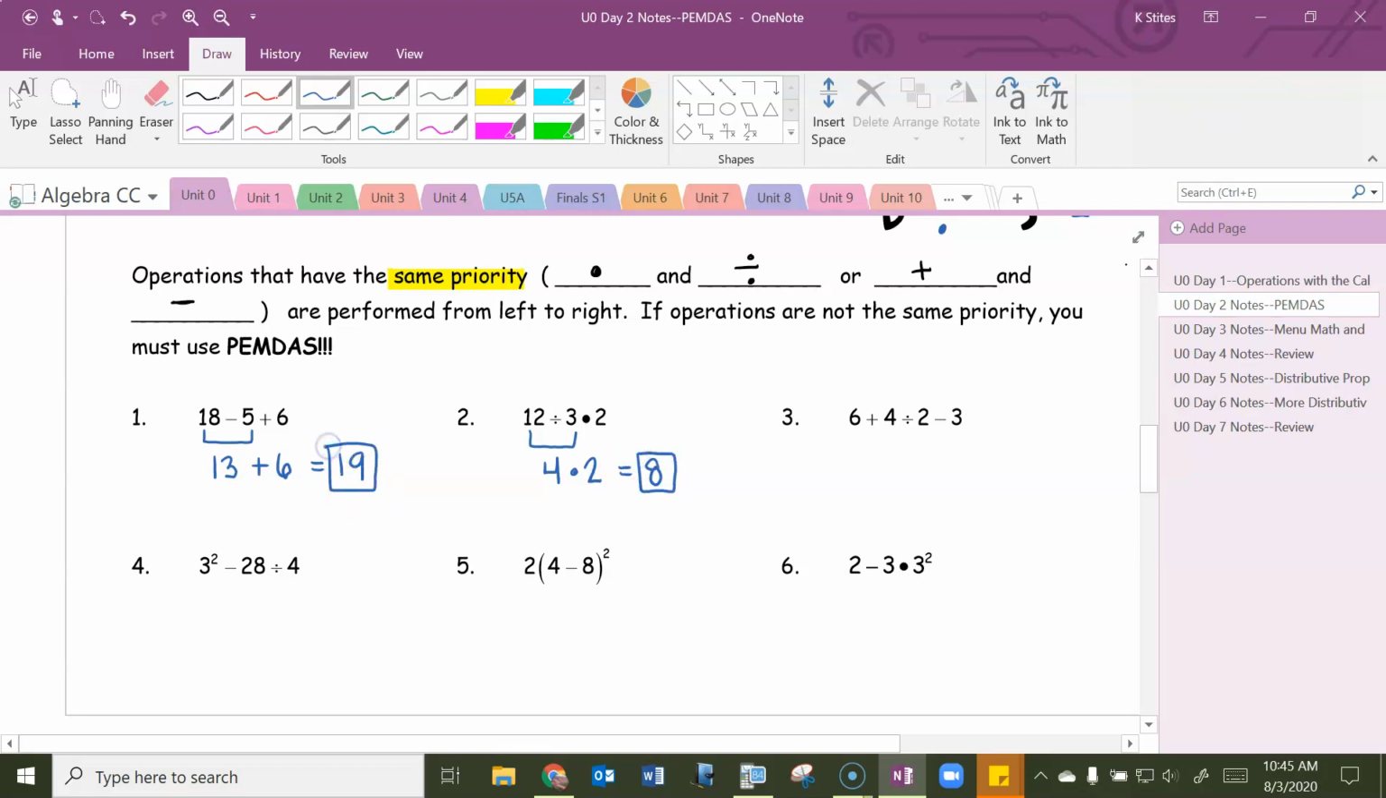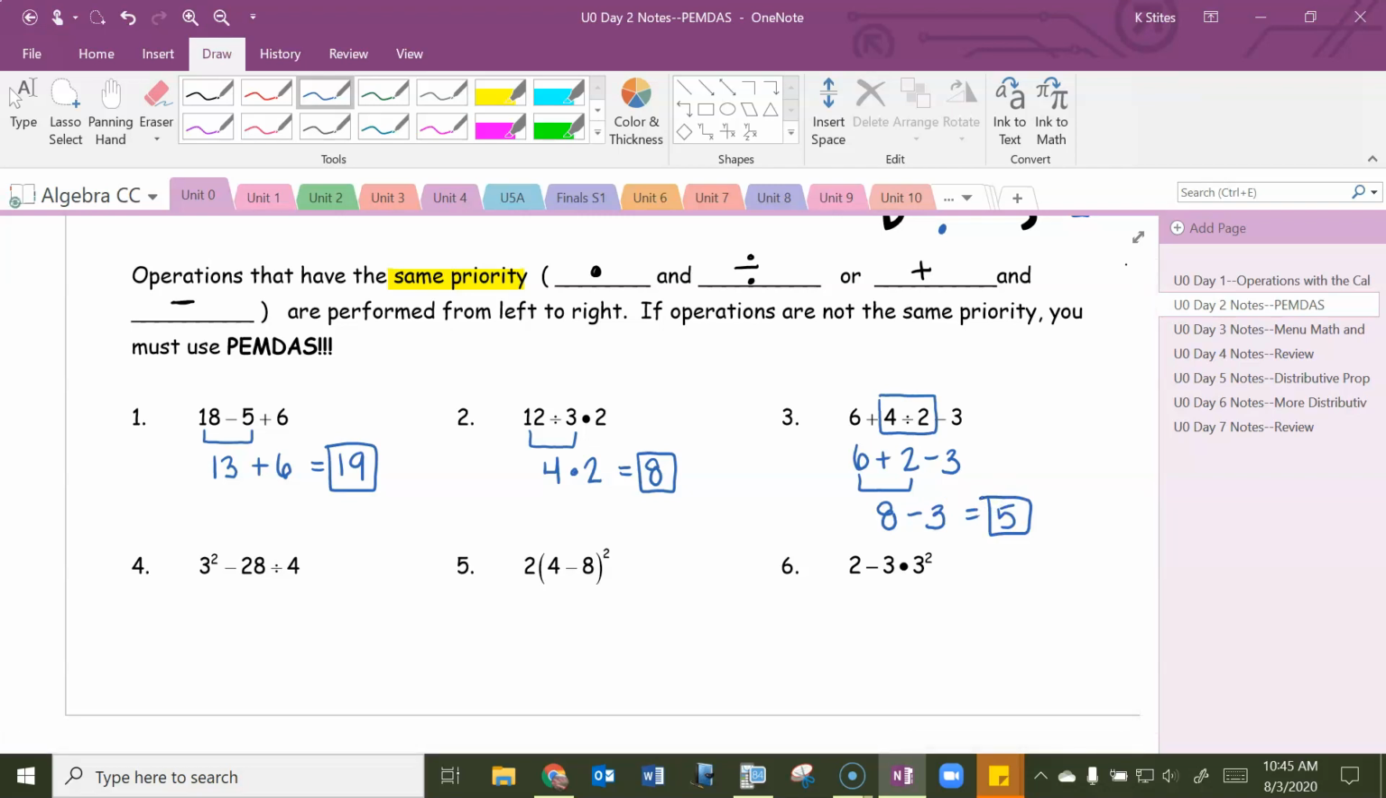Now, you have to be careful when you get to something like number 3, because now you have addition and subtraction and division. Division needs to come before the addition and subtraction. So you are no longer going left to right. You are starting right in the middle. 4 divided by 2 is 2. Bring everything else down. Now it's just addition and subtraction. Now you'll move left to right. 6 plus 2 is 8, minus 3. So 5 would be your answer.